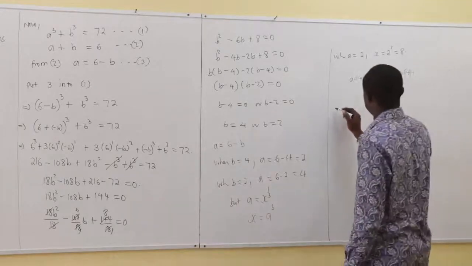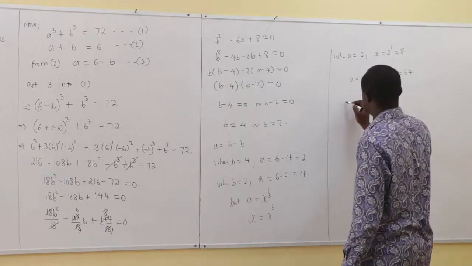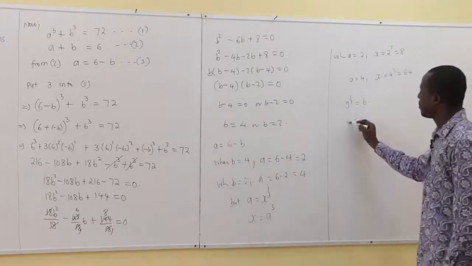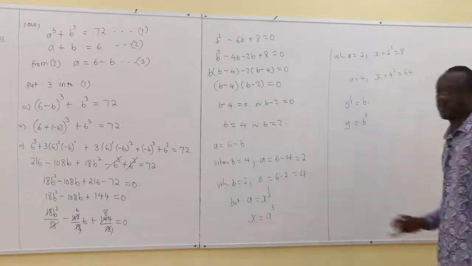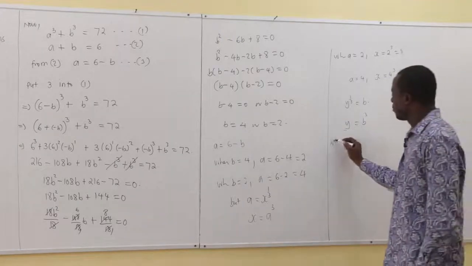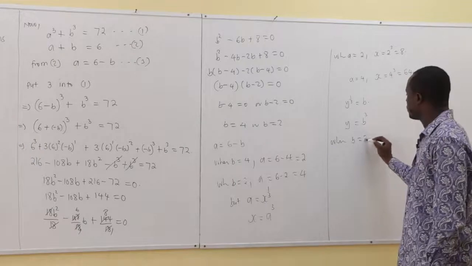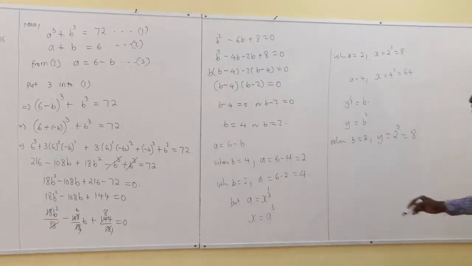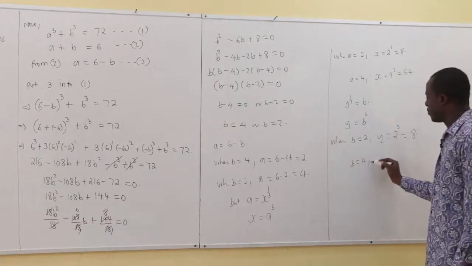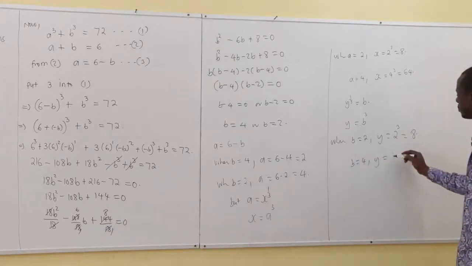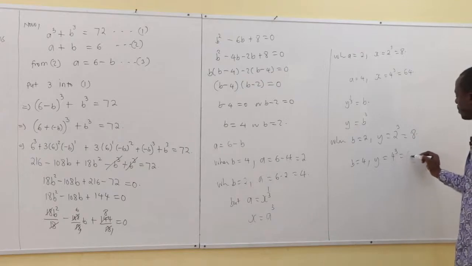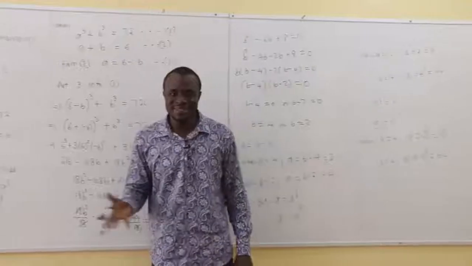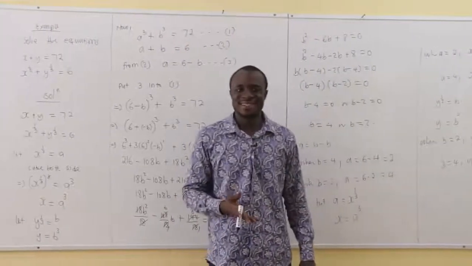And then also, we're given that y to the power 1 over 3 should be equal to b, so we had y to be equal to b to the power 3. So when b is 2, y is 2 to the power 3, and this is just giving us 8. And when b is 4, we have y equal to 4 to the power 3, and then we have 64. Wow, such a nice question.